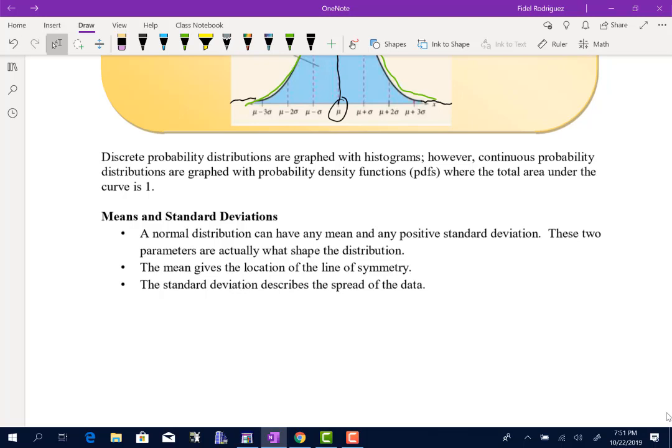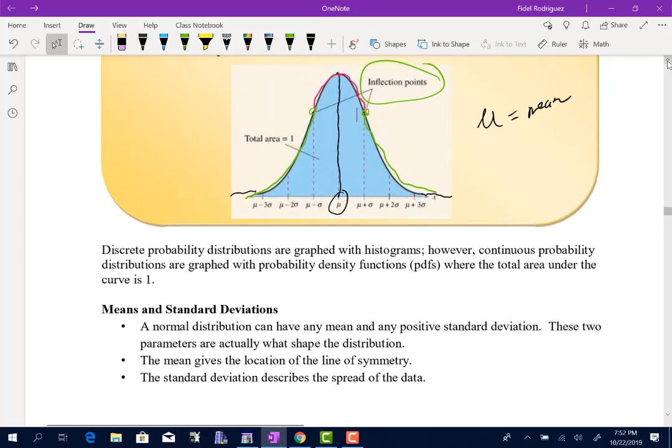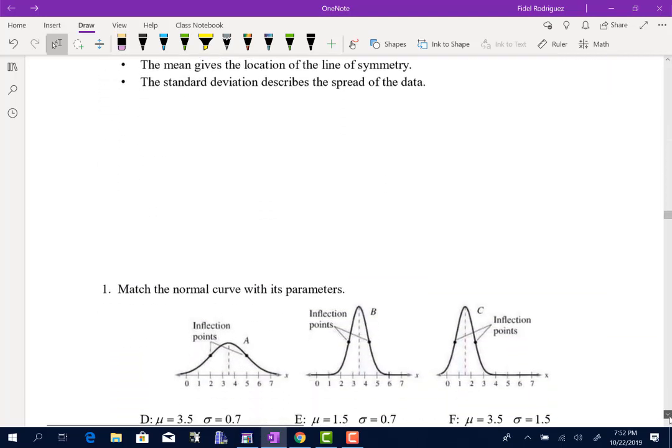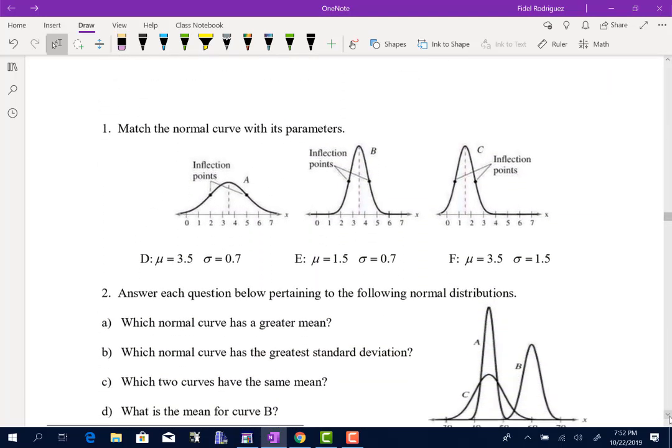The mean gives the location of the line of symmetry. Guys, all we mean by the line of symmetry is that where the mean is right here, this graph is cut in half, right? That's what we mean by symmetry, okay? And the standard deviation describes the spread of the data. So let's take a look at the next part right here, okay?